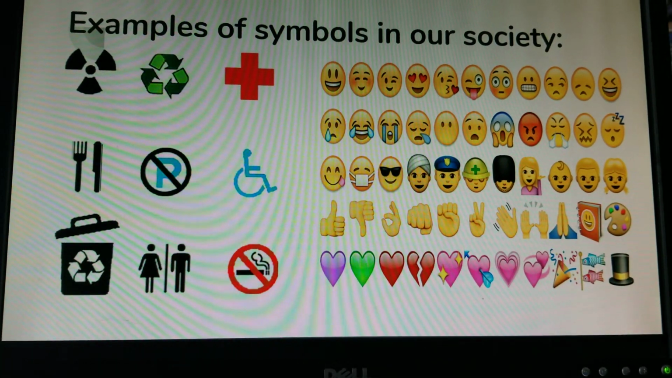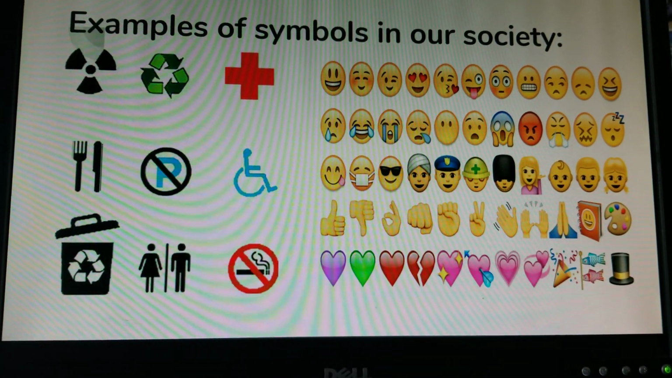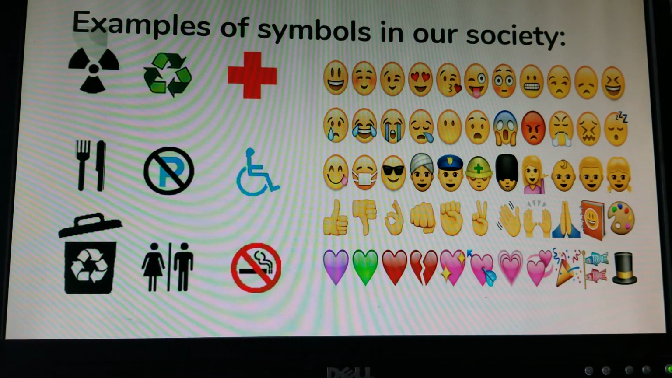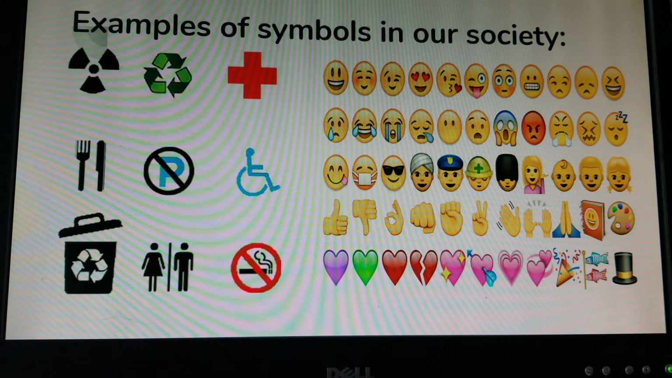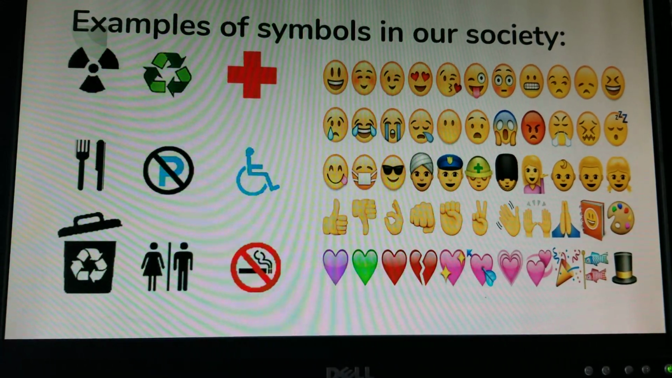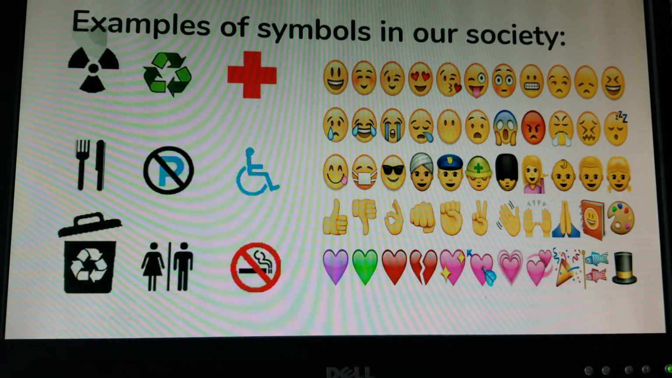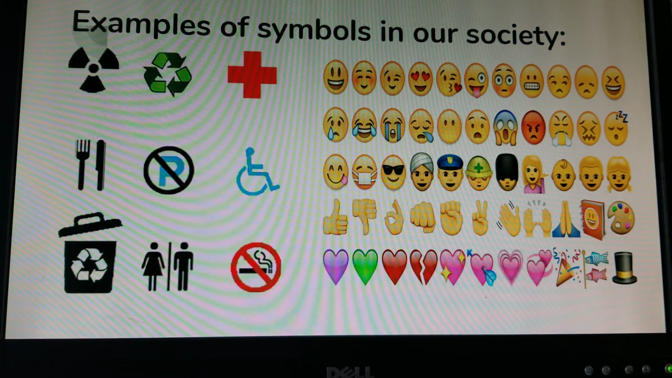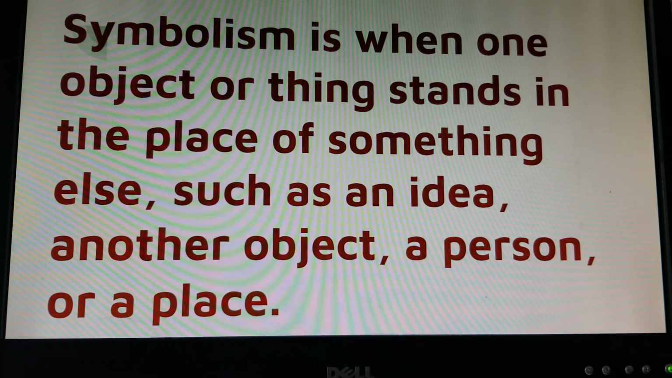When you look at the symbols on your left, the radiation symbol, recycle, first aid, it doesn't have to have a message on it, on the door or on a vehicle. If you look and see what that means, you know what it means. You know the handicap symbol. The little eating symbol is your fork and your knife. It tells you there's food. The restroom symbol. So again, one object or thing stands in the place of something else, such as an idea, another object, a person, or a place.